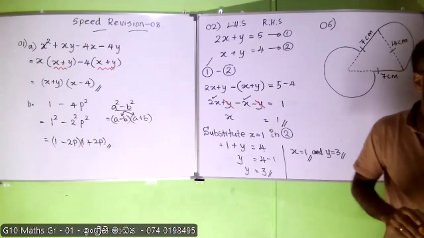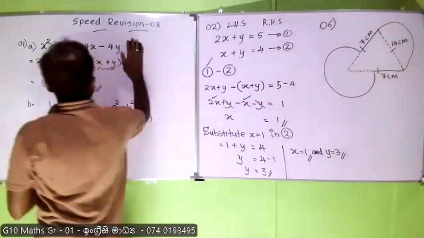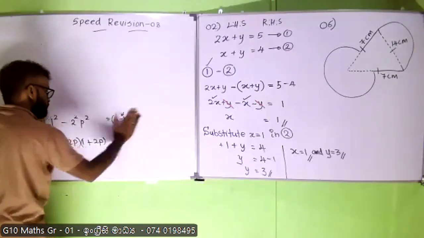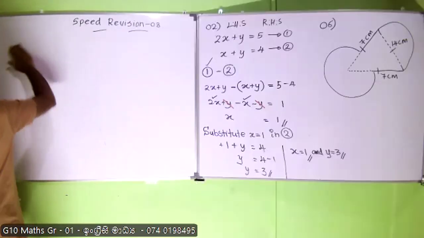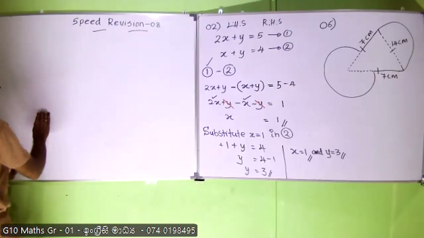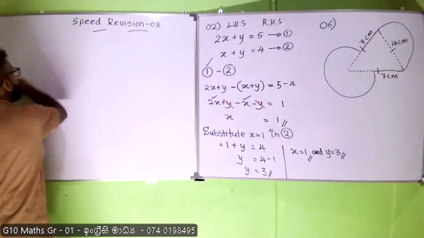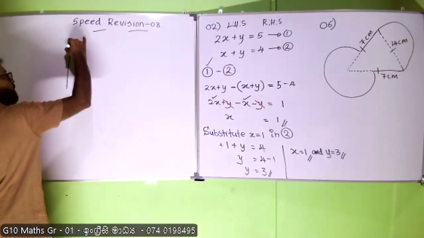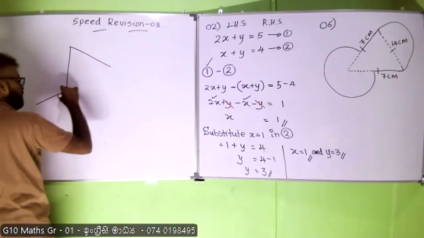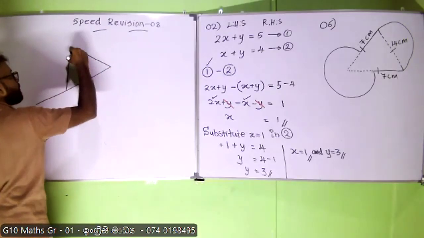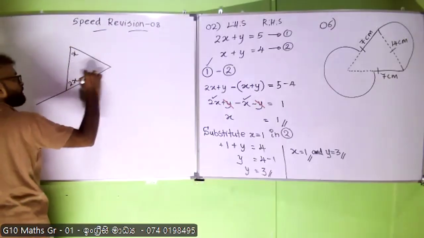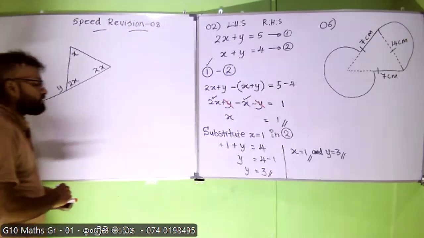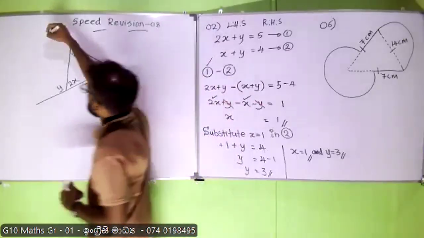All right. It's 2x, y. So it is something like this. You have this is x, this is 2x, and this is 2x, and this angle is y, right? So by looking at this triangle, this is the third question.